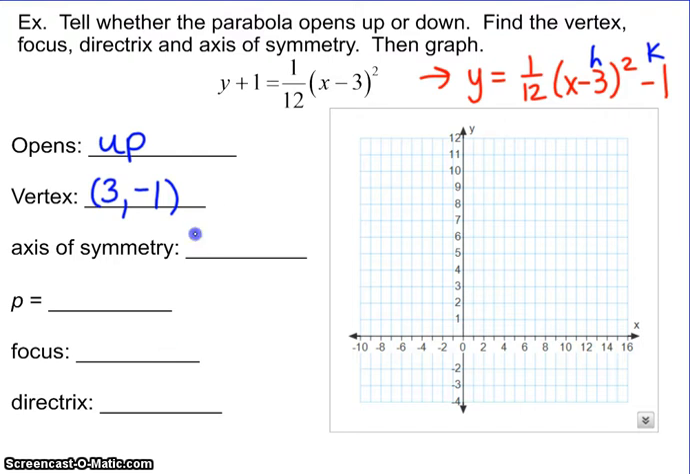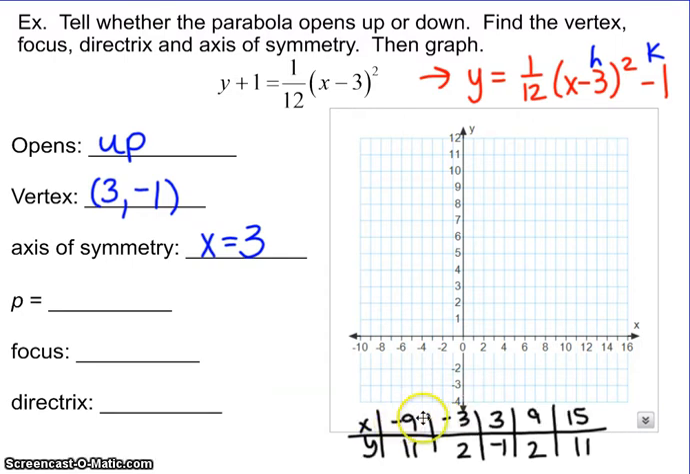And the axis of symmetry is just x equals h. And since h is 3, it's x equals 3. So we already have some good information started. Let's go ahead and create a table of values in order to graph our parabola.